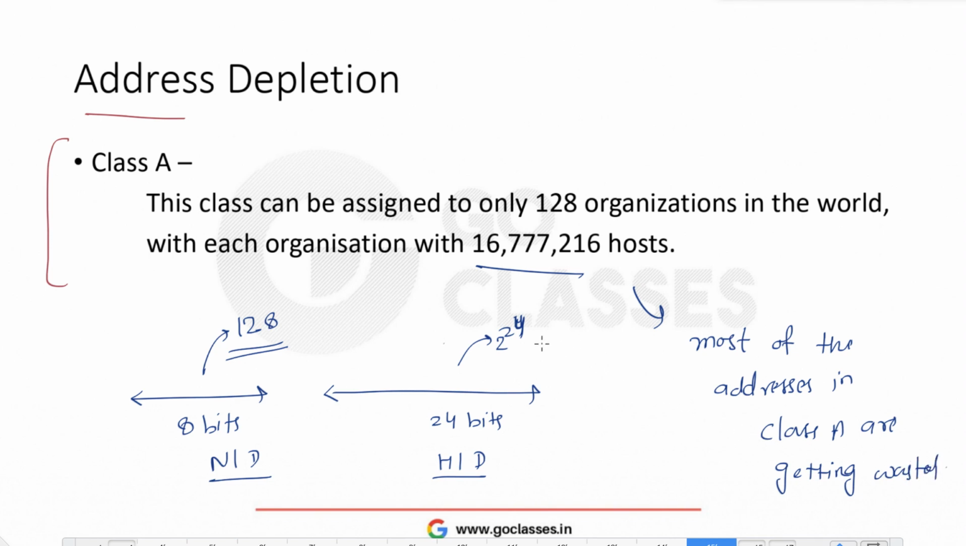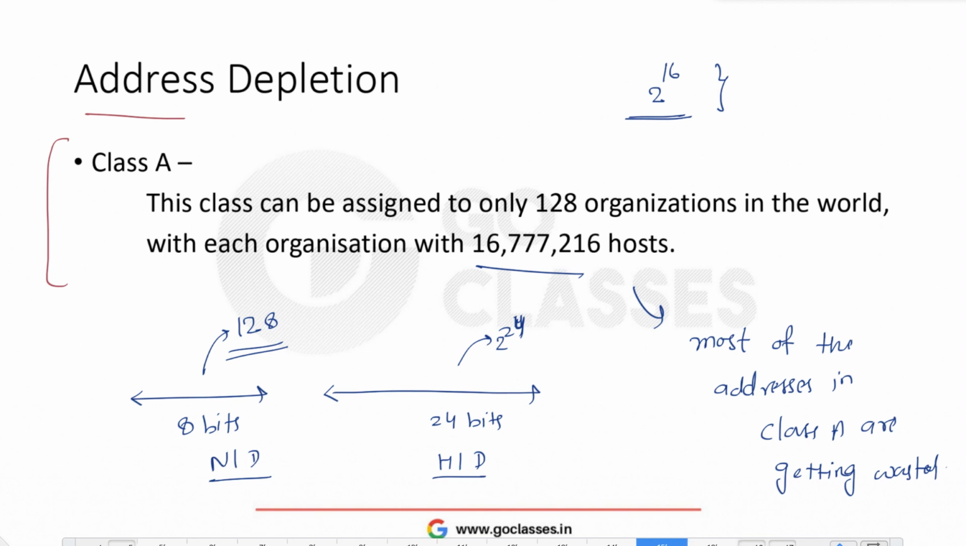It's not only about class A. It also happens for class B, where you have 2 power 16 hosts within one organization, which is also too large for the current practical scenario. That is why class B is also not preferable.